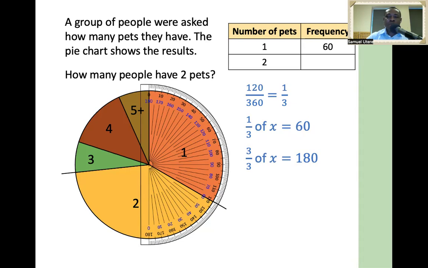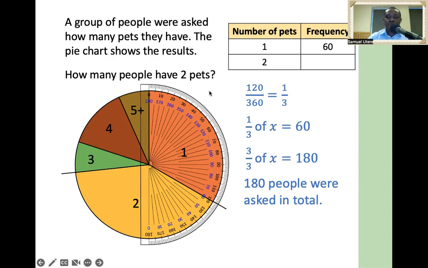Another way of thinking about it is 1/3 of something is 60. If you were to use a bar model to represent this, you split the bar model into 3 equal parts. One part of that is 60. So the whole lot, which is 3 parts, will be 180. So different ways to look at the same problem. So 180 people were asked in total.